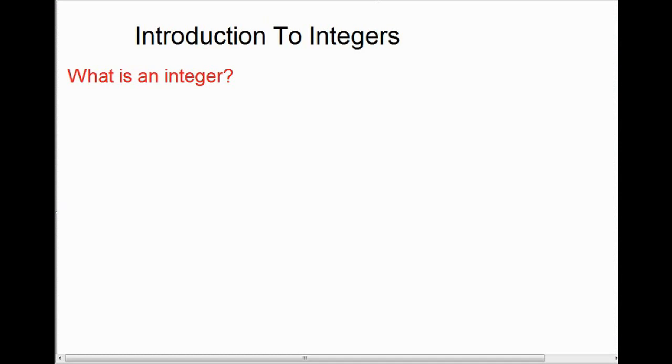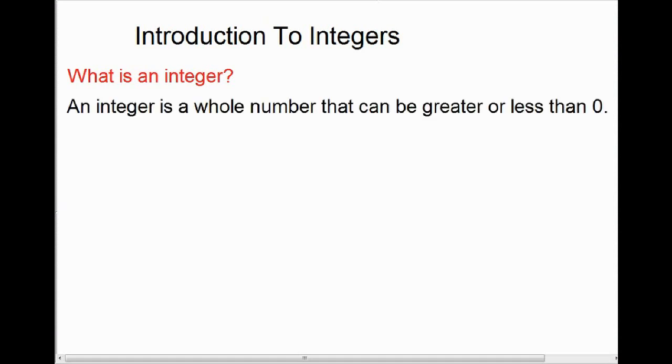The next thing we're going to talk about is an introduction to integers. And one of the first questions you're probably going to ask yourself is, what is an integer? Well, an integer is a whole number that can be greater or less than 0. So the fact is you've been working with integers ever since you started working with numbers. Right from the beginning when you first learned to count on your fingers, those are integers. Those integers, though, typically that you've been working with so far have usually been greater than 0. But as it states here, integers include values that are less than 0 as well.